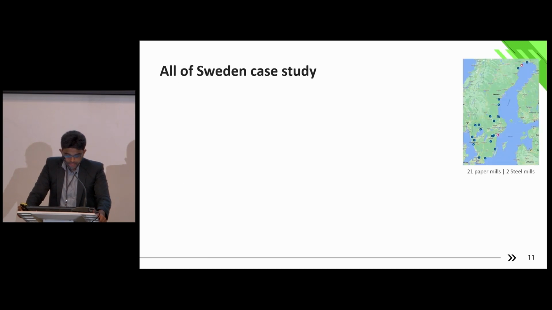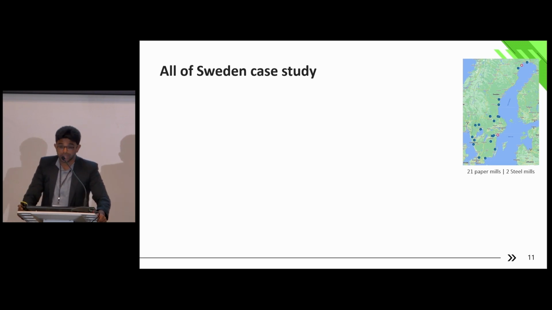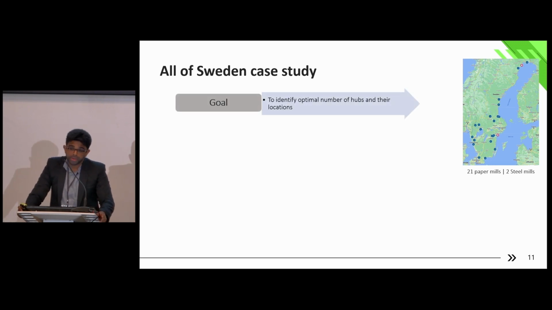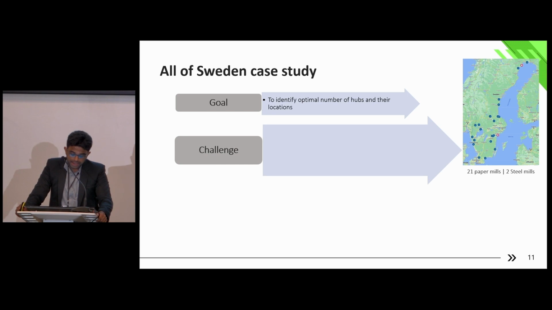And now the all of Sweden case. This is pretty interesting. The goal was, now we did one localized scenario, which is a localized case study in northeast Sweden. But what if we have all the paper mills in Sweden considered and the potential end users located? So the idea was to identify the optimal number of hubs and their locations, the goal for the all of Sweden case study. And the challenge was handling nonlinear functions.